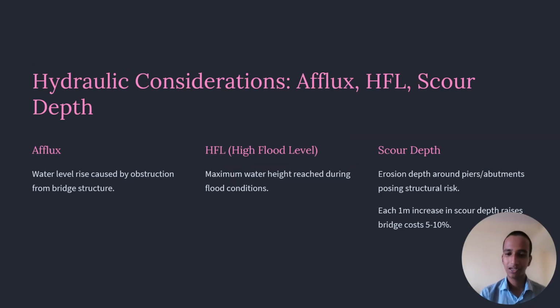Now we have learned quite enough from the economical perspective, from the view of architecture and from the view of aesthetics. Now we will move on to the hydraulic considerations, which as an engineer we should be well aware of. I mean, we are civil engineers, and as a result, hydraulic considerations are most important. First of all, the afflux. Afflux is the rise in water level caused by the obstruction from the bridge structure. This is a very simple concept. When some heavy object is kept, the water level rises, and hence afflux is created. And we should try to avoid afflux.